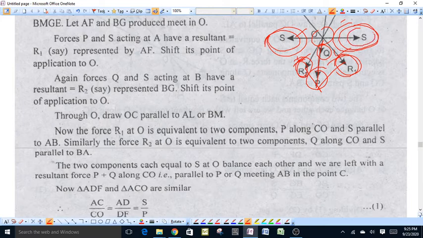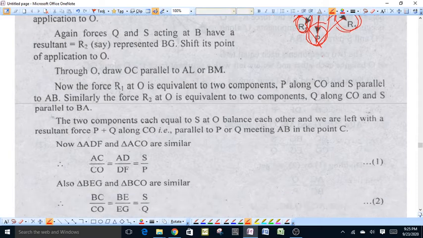S will cancel out this S acting on point A, because both forces are equal and opposite, and we are now remaining with the two forces P and Q acting at the point O in the same direction. So their resultant will be equal to P plus Q.